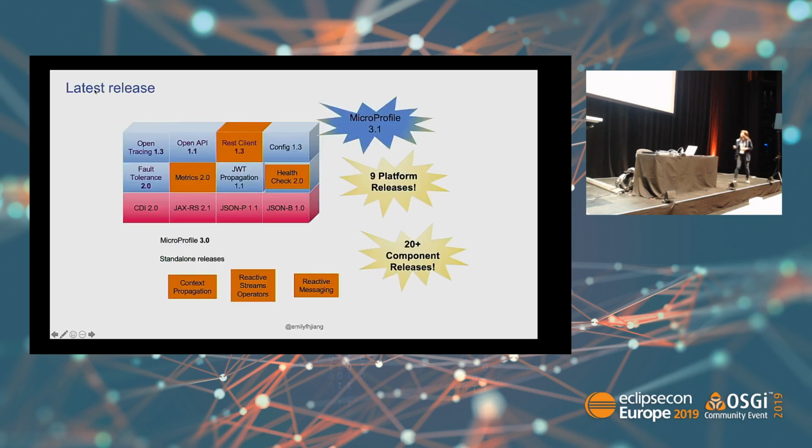So this is the latest release. We have 4 Java EE components: CDI, JAX-RS, JSON-B, and JSON-P. And these are the new specifications from MicroProfile. We have 9 platform releases; this is called the umbrella release. And we have standalone releases that are not part of this umbrella release: context propagation, reactive stream operators, and reactive messaging. They are not part of the platform release bucket as yet, but we are discussing when to add them in or create separate buckets.